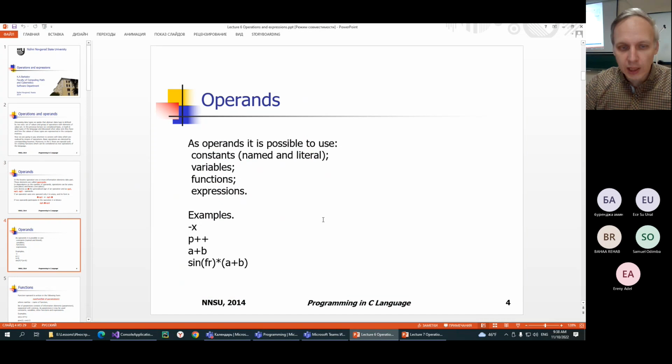What can we use as operands of the operations? The operands can be constants, named or literal, variables, functions, and expressions. So these are some examples of expressions. This is a unary expression, this is also a unary expression, this is a binary expression, and this expression is complex, a complex expression that contains other expressions as its internal parts.